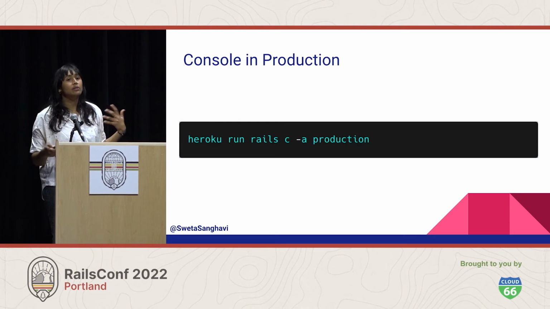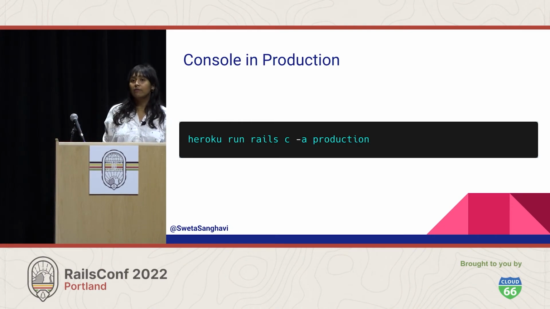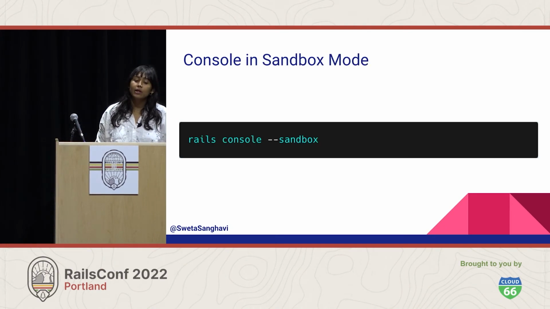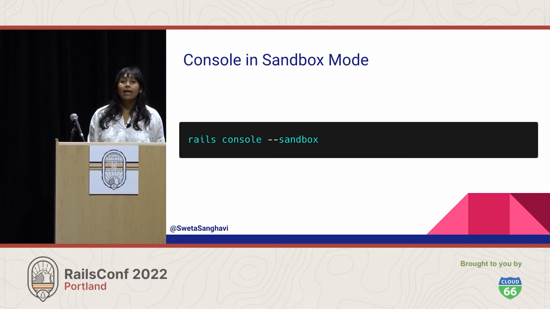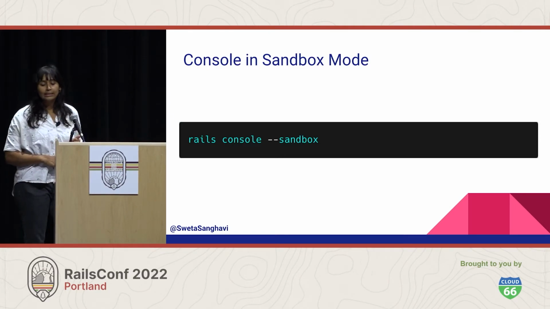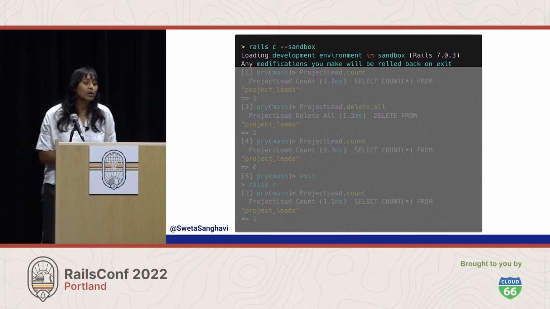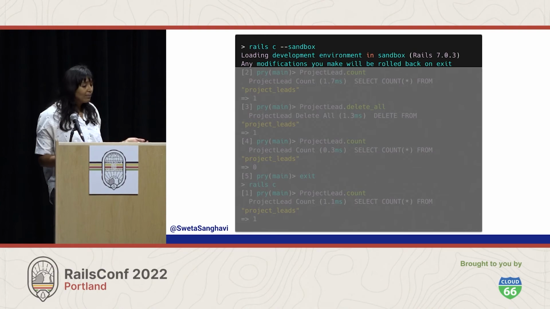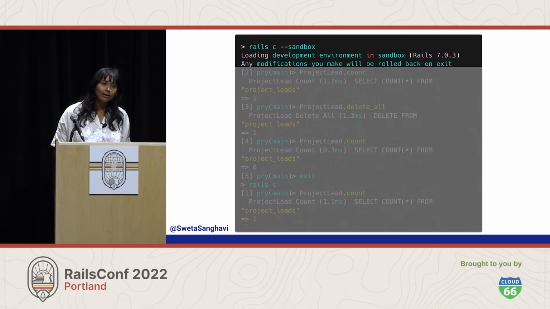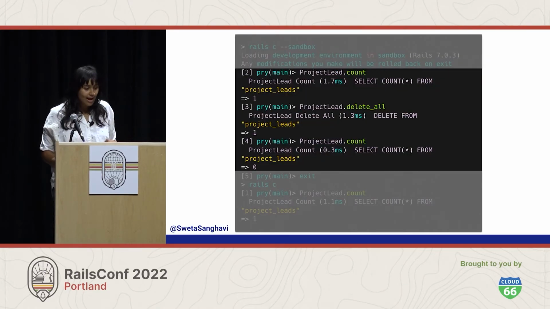If you're worried about some of the data changes or don't really even want to think about it, console gives us an option of sandbox mode. So you can pass that sandbox flag in, and any changes you make to data are going to be rolled back. So let's take a look at what that looks like. When we spin it up, we automatically see any modifications you make will be rolled back on exit, which is comforting, but some of us might want to confirm that.